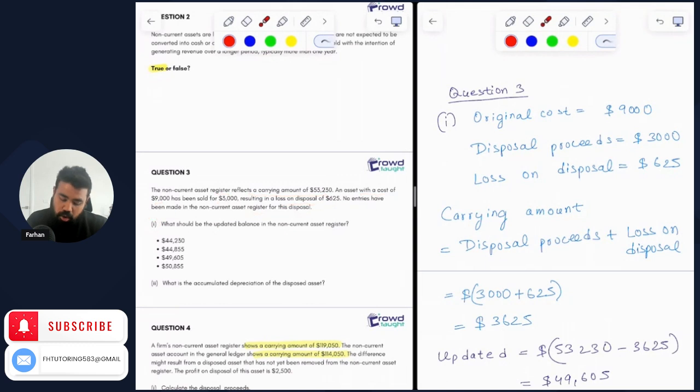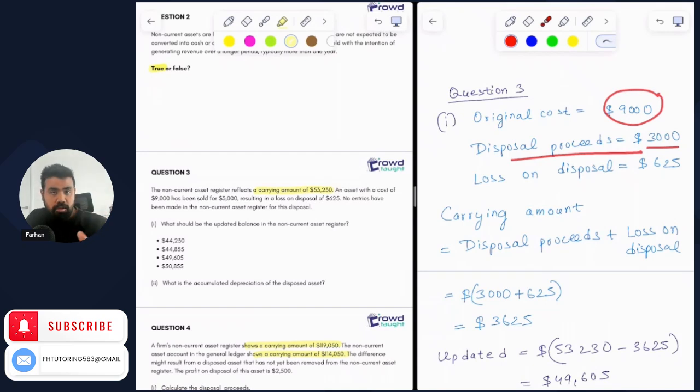All right. So what we know is the balance that we have in the non-current asset register, we have a carrying amount of $53,230. And we know we just sold an asset, and the asset that we have sold has an original cost of $9,000 based on the question. This asset was sold for $3,000, which is what we refer to as the disposal proceeds. And when we have sold this asset, we have made a loss on disposal of $625.